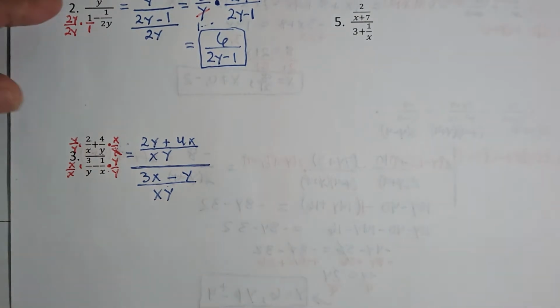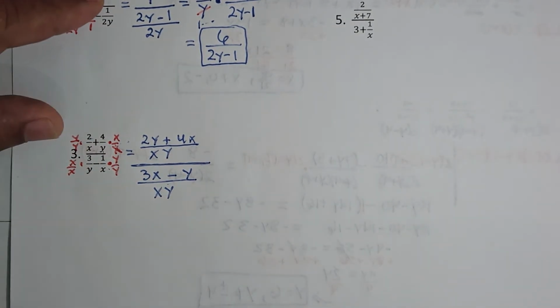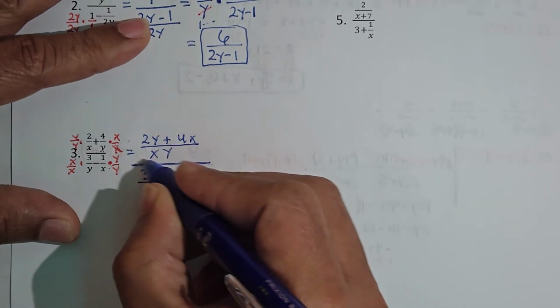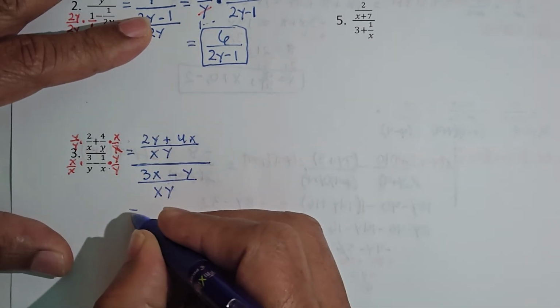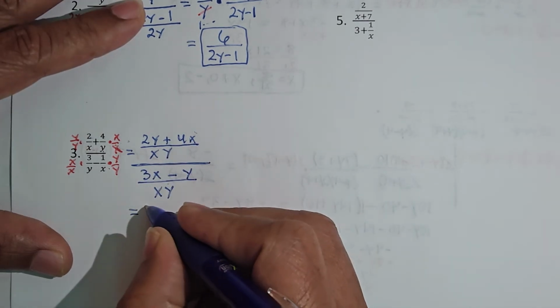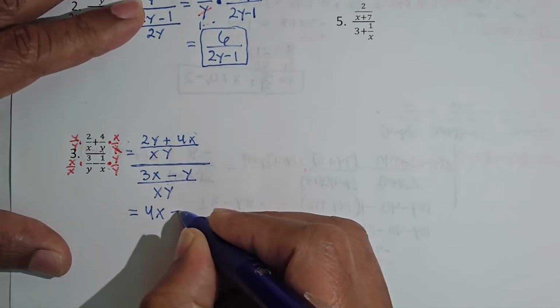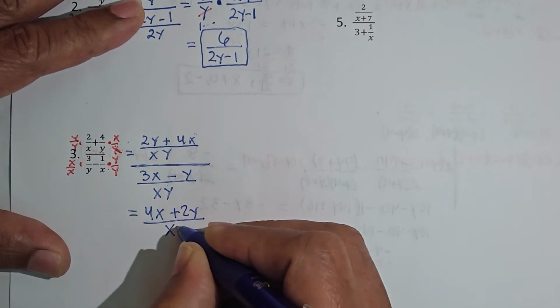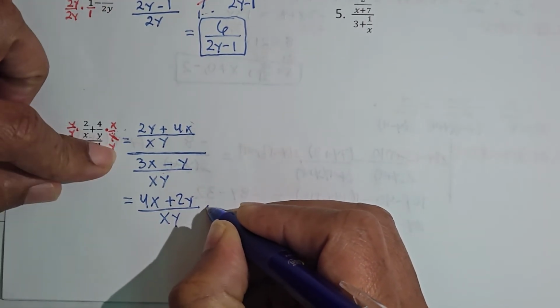Okay, so then what we do next is we change this operation to multiplication. I'm going to keep the numerator, this part here, as it is, and I'm going to rearrange so that this is written in standard form. So that means 4x goes first, and then plus 2y. The denominator of this one is xy. And then change division to multiplication.